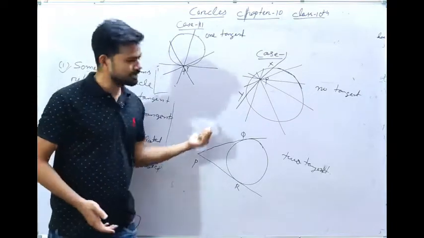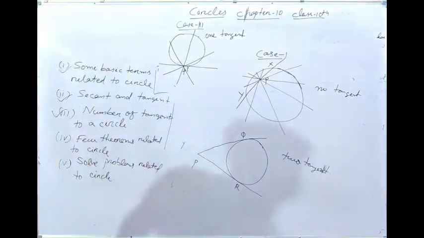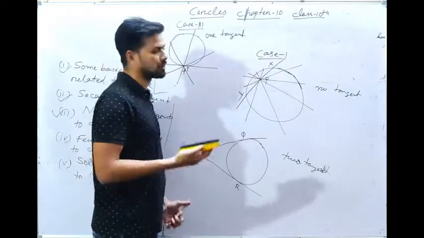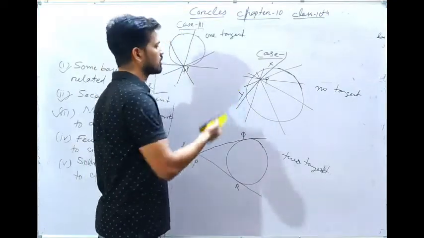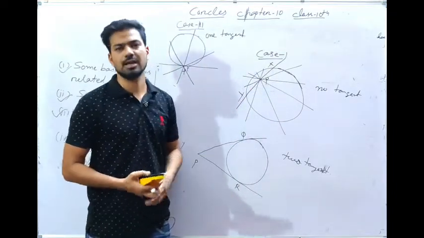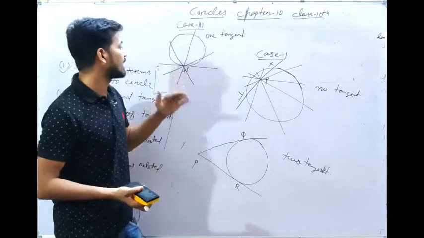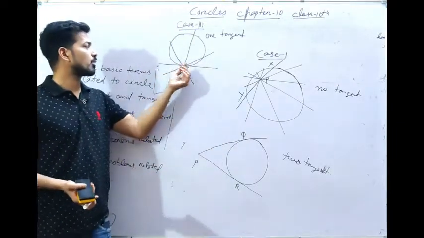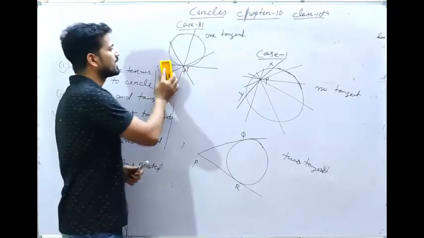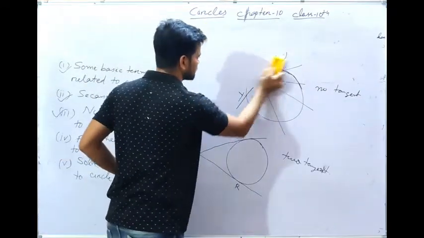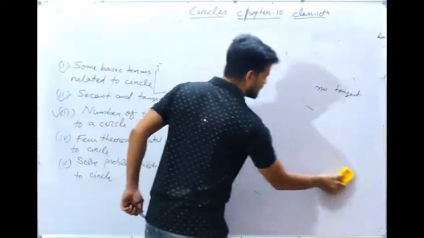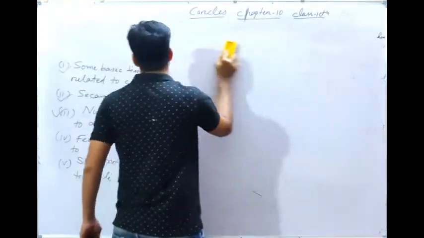So, these are the cases. If someone asks you how many tangents can be drawn from the outside of a circle, then you can say two tangents. If someone asks you how many tangents we can draw from the inside of a circle, no tangent. If someone asks you how many tangents can be drawn from a point on the circle, only one tangent. These are the cases. So, this is what we have learned in this chapter.